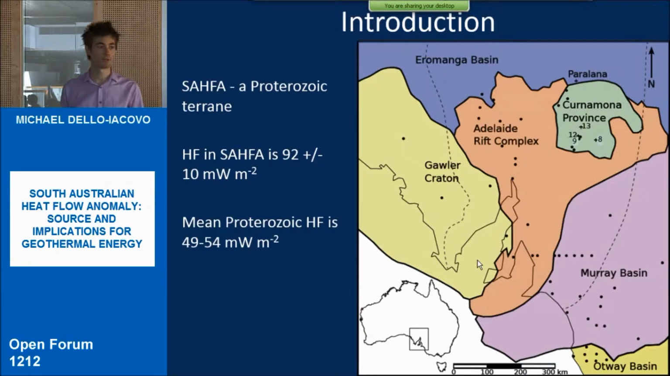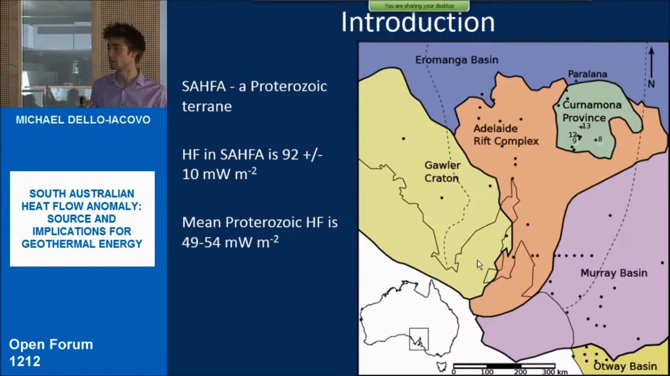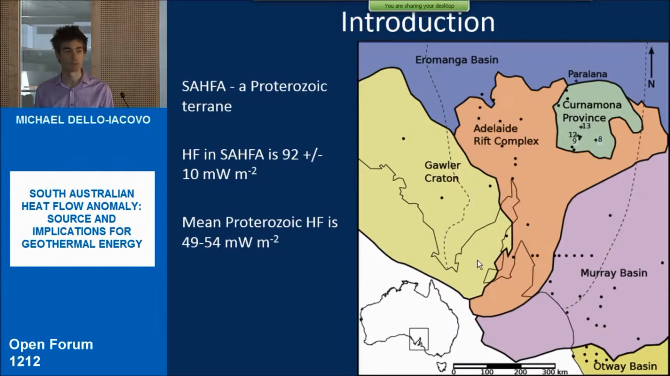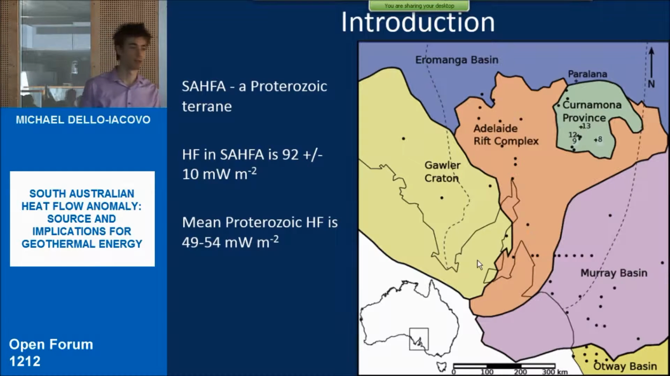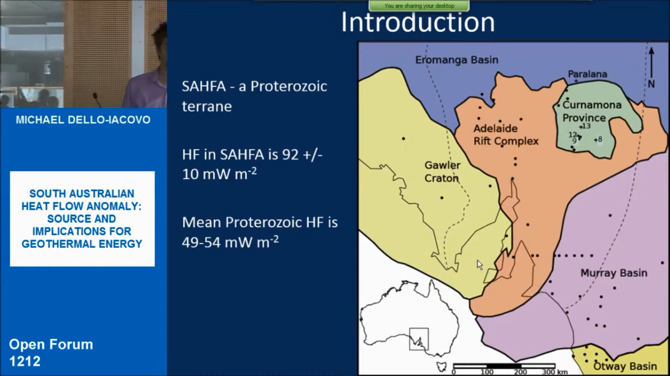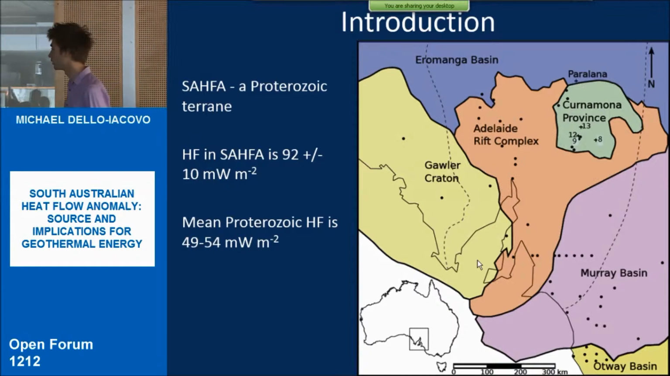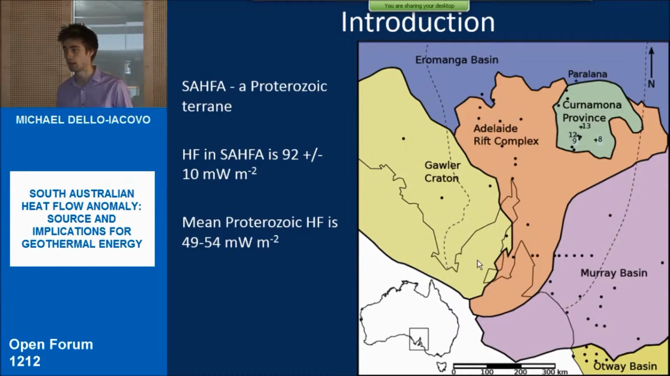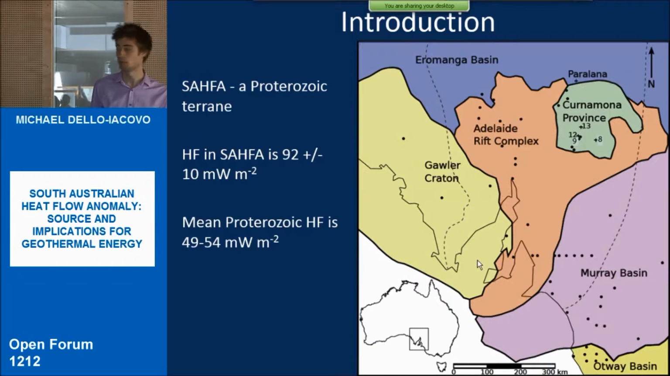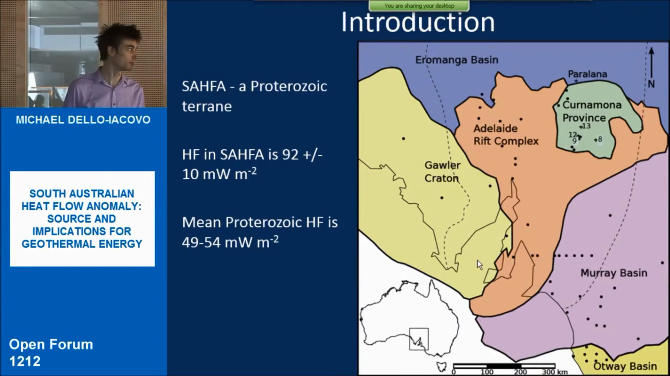So my project involved looking at the South Australian Heat Flow Anomaly, or the SAFA. It's a Proterozoic terrain in South Australia. It's defined by these dashed lines here, extending further north into the Cooper Basin. So the mean heat flow in the SAFA is 92 plus or minus 10 milliwatts per metre squared. Compare this to a mean global Proterozoic heat flow of 49 to 54 milliwatts per metre squared. The SAFA is almost twice as hot as your average Proterozoic terrain, so it's really quite anomalous.